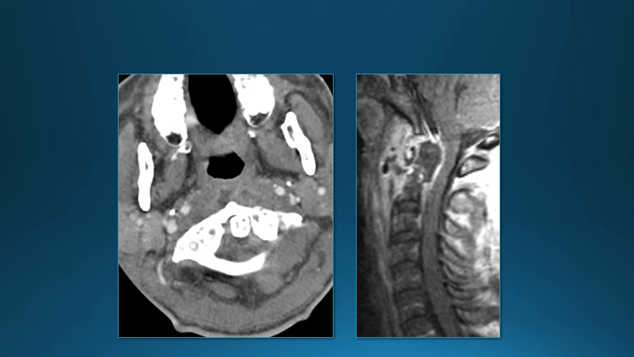So in this particular patient, when we look at the MRI, we see enhancement surrounding the odontoid process. This is a patient with fever. And this is infection in the perivertebral space.